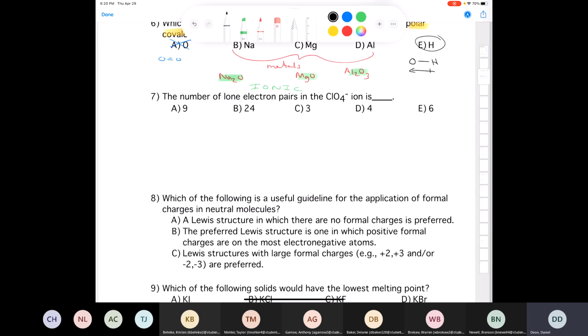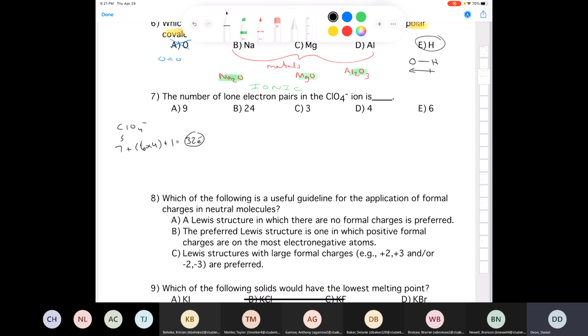Question number 7 says the number of lone electron pairs on the perchlorate ion is. Well, let's start by drawing out the perchlorate ion. We've got ClO4 minus. Chlorine has a total of 7 valence electrons. Oxygen has 6 valence electrons times 4 of those. Oops, and I have a -1 charge. So that gives me 24 plus 8, which gives me a total of 32 valence electrons.